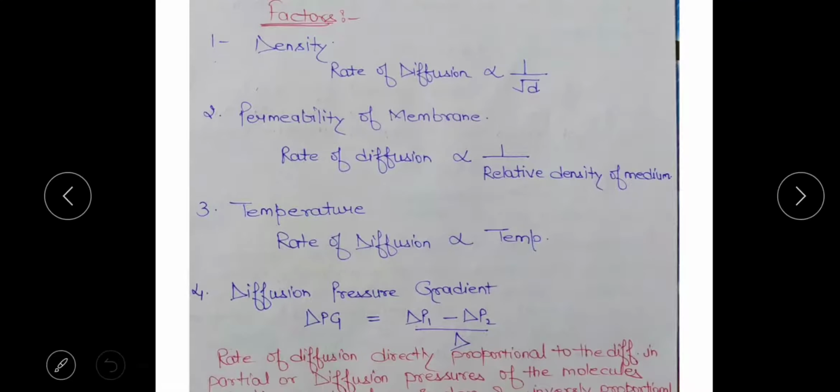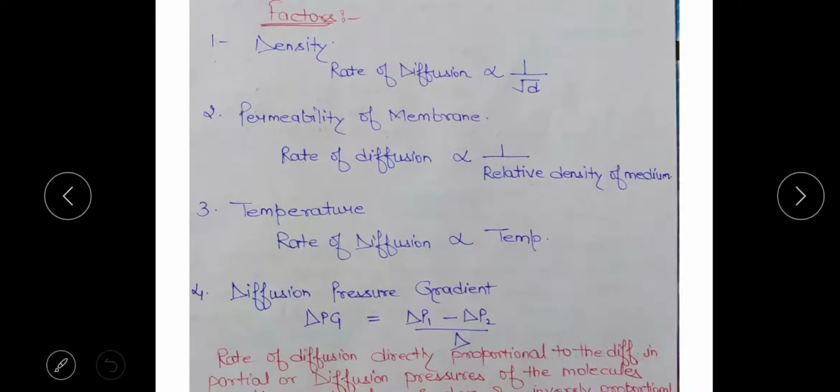So the next factor is the temperature. Obviously, temperature is directly proportional to the rate of diffusion. As the temperature increases, it will lead to an increase in the kinetic energy of the molecules, due to which it leads to a higher diffusion rate.